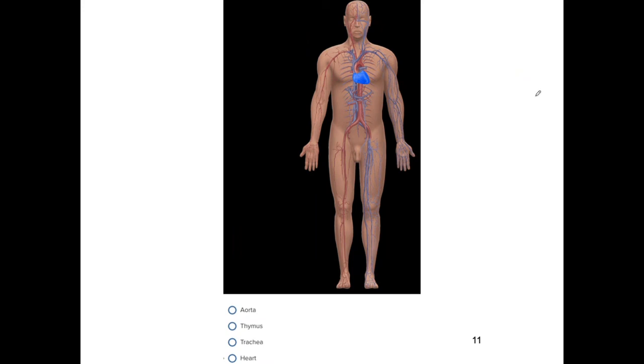Let's take a look at this one. We're looking at the cardiovascular system, but it's asking what is the highlighted structure, the blue one right there, and pretty straightforward. We're talking about the heart. Okay, it's not the aorta. The aorta is that. That's the arch of the aorta. Thymus, trachea, can't be those.